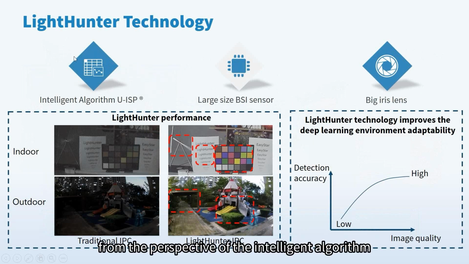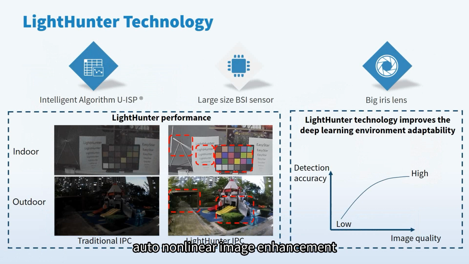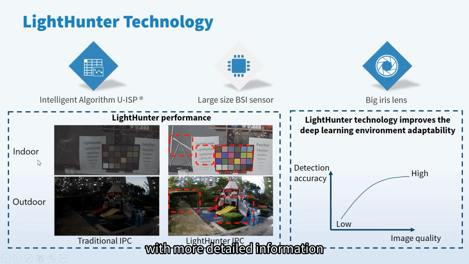From the perspective of the intelligent algorithm, the ISP technology make cameras apply smart gain control, auto nonlinear image enhancement, multiple exposure and 3D DNR, which means digital noise reduction and other technology to optimize the image quality in night. Therefore, with Light Hunter technology, we can see clear color images at night no matter indoors or outdoors. Optimized image effects provide us with more detailed information, such as colors, fonts, objects, etc.